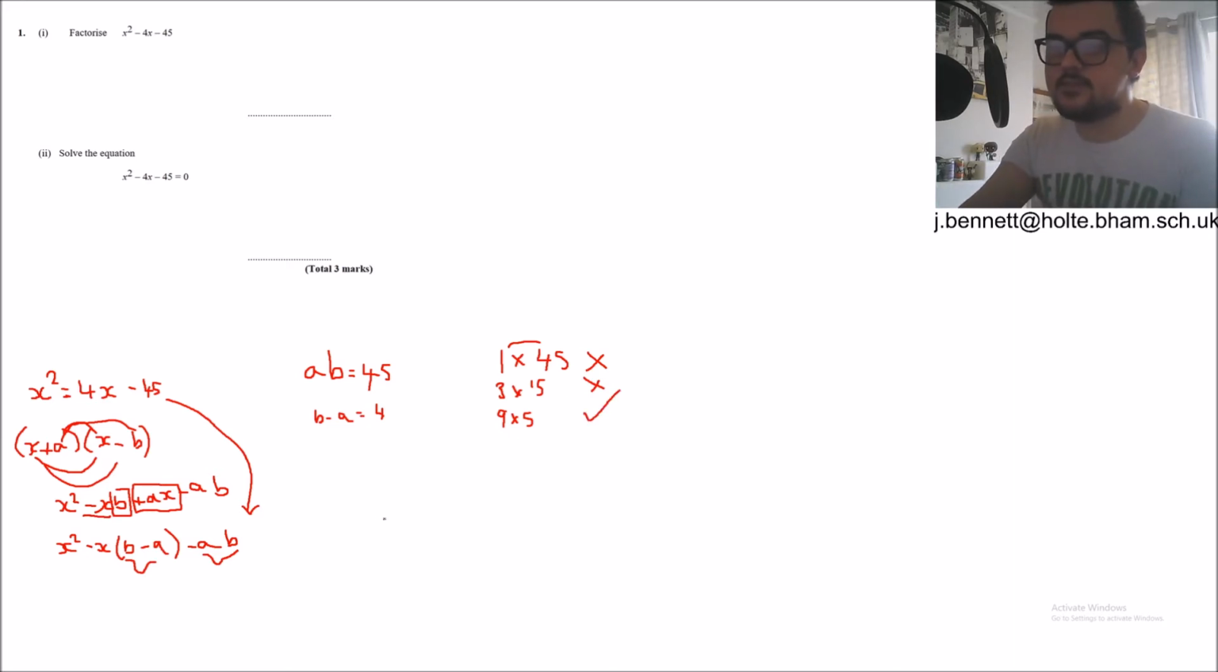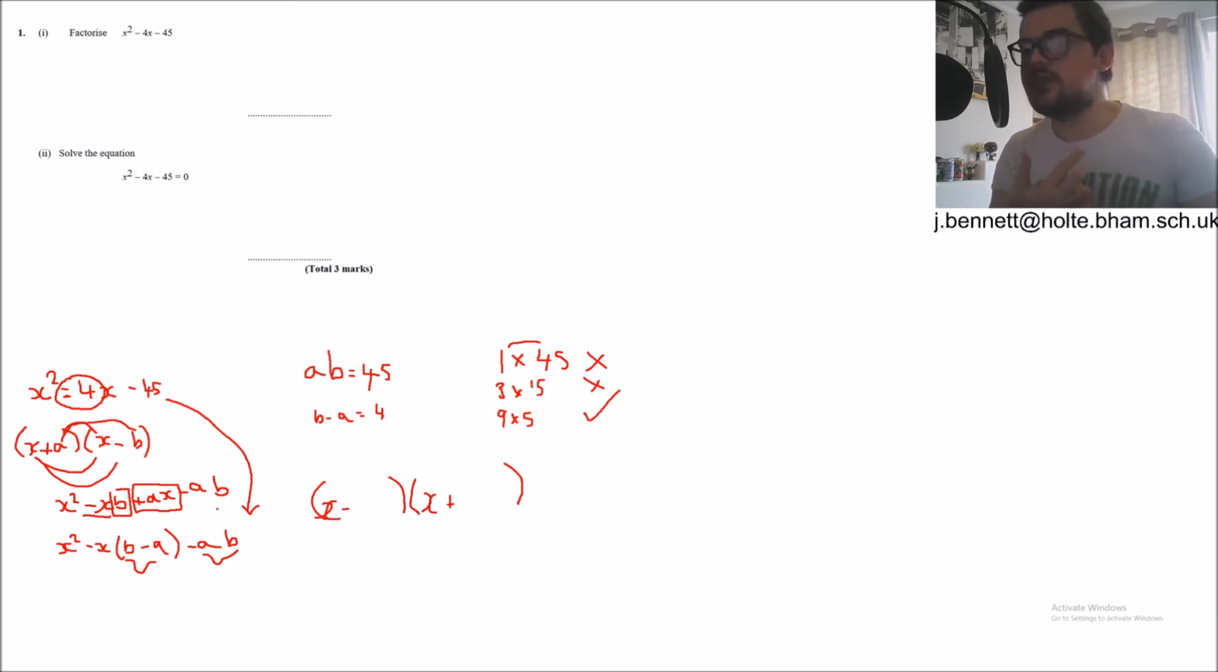So we tick this, and now we know that it's going to be x plus 9, x minus 5, or x minus 9, x plus 5. Now the number that we have here, this minus 4, is a negative. So it means that the negative number is going to be bigger. So when we do x minus something, x plus something, we want the bigger number to be the negative number. So when we add them up, when we do minus 9 plus 5, we get minus 4.